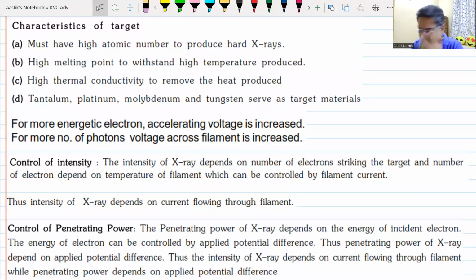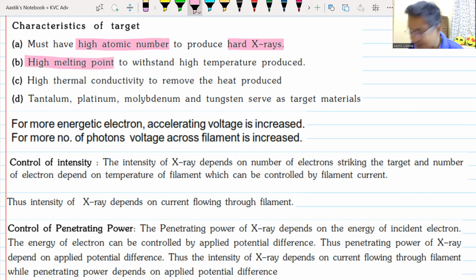We can have a look at the characteristics of the target. The target metal must have high atomic number to produce X-rays which are hard. What do you mean by hard X-rays? I'll tell you, don't worry. It must have high melting point, and it is very evident.